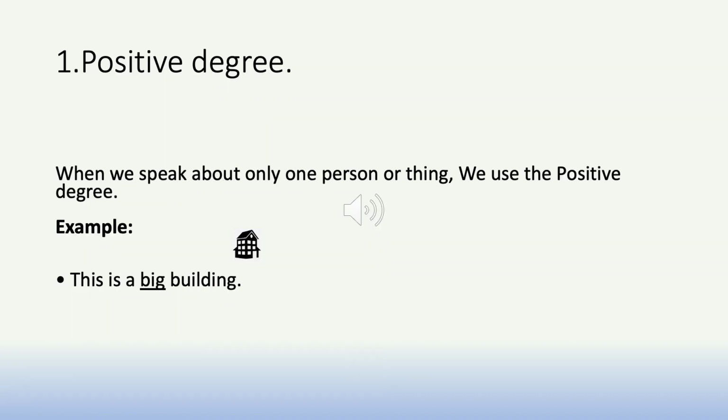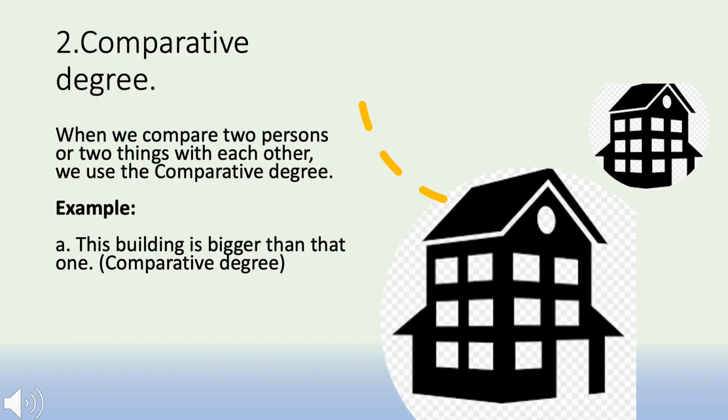So, when we speak about only one person or thing, we use the positive degree. For example, the adjective big in the sentence, this is a big building. When we compare two persons or two things with each other, we use the comparative degree. For example, the adjective big becomes bigger when we use it in a sentence like this. This building is bigger than that one.